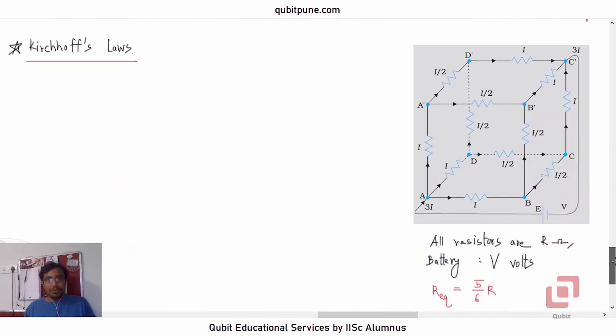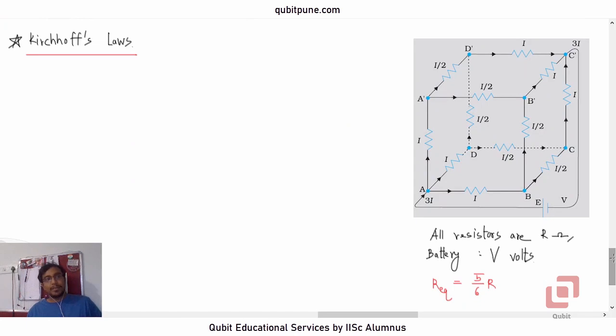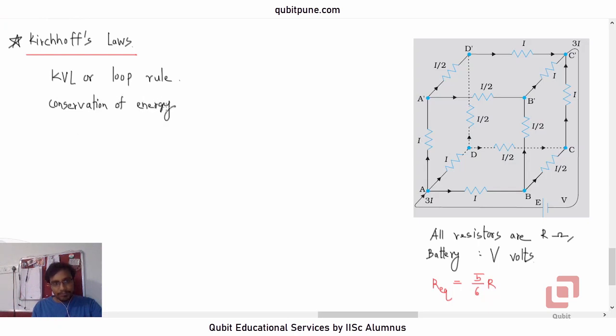Let's go to Kirchhoff's laws. There are two laws. The first one is abbreviated as Kirchhoff's voltage law, KVL, or loop rule, which is based on conservation of energy, and the second one is called KCL, Kirchhoff's current law, or it is also called the junction rule. And this is based on conservation of charge.